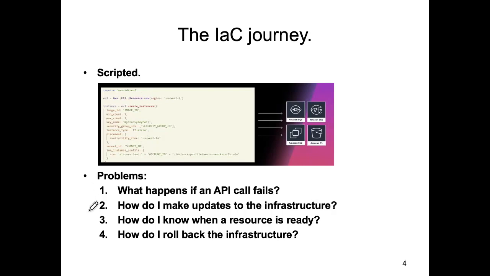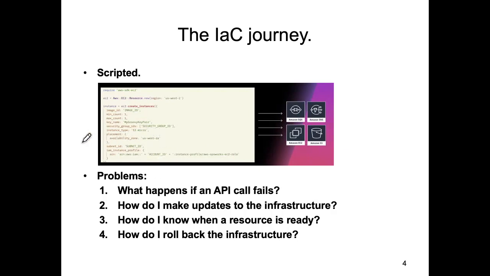Number three, how do I know when a resource is ready? Because we're making network calls, and the creation of a resource by a particular AWS service is going to take time. So let's say later on in our script, we need to use a particular resource that we wanted to create earlier on. How do we know whether the creation has been completed or not? Again, we could build it into the script, but our script is getting bigger and more complex at this stage. And also, how do I roll back? That kind of relates to the first point.